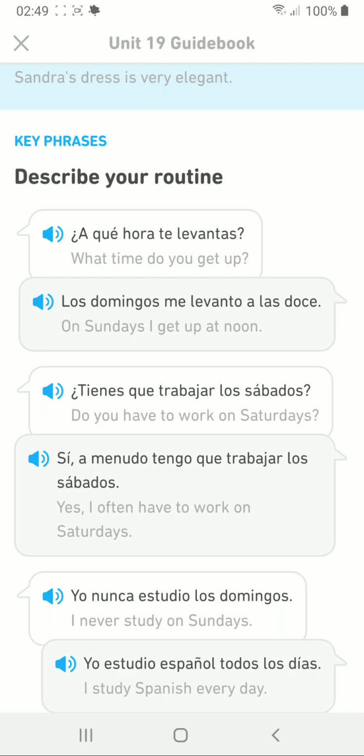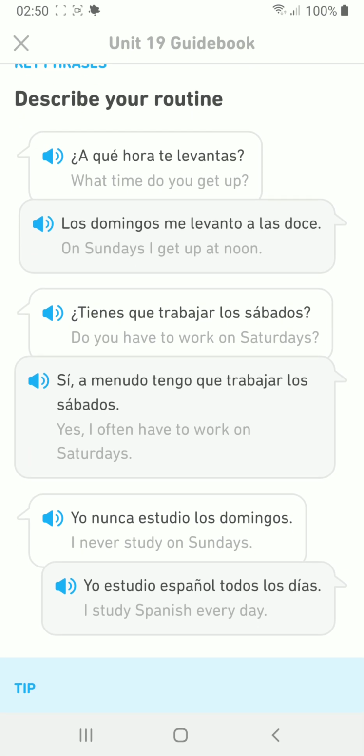Los domingos me levanto a las 12. So now we're talking about a las 12, 12 is 12. At noon. Tienes que trabajar los sábados. Tienes que, it's do you have to. Do you have to? Yeah. Tener, tengo que trabajar. I have to work. But you have to, it's like, tienes que trabajar.